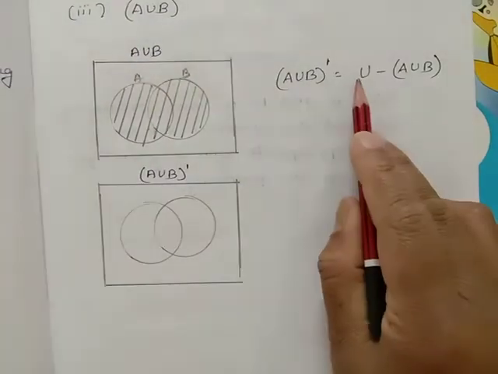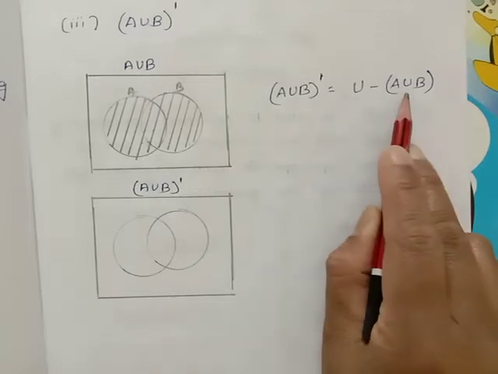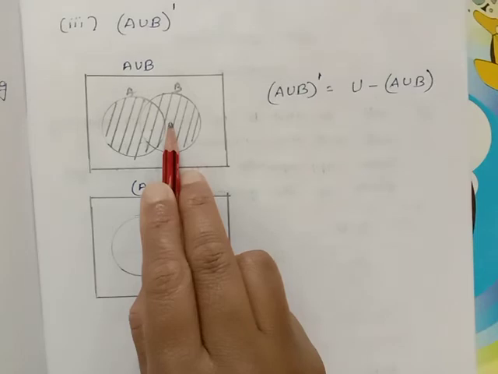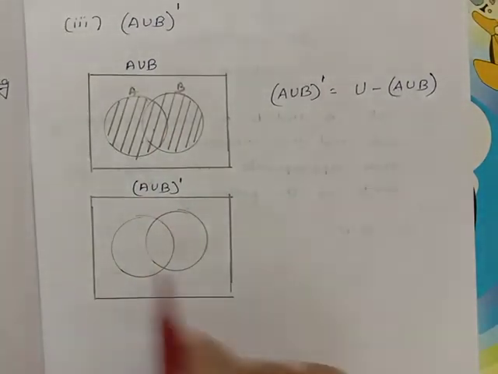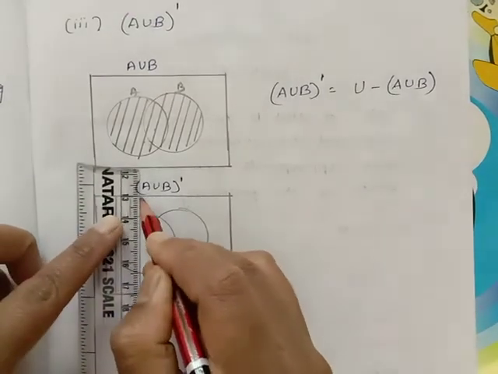So what is meant by universal minus A union B? We want the universe. We don't want A union B. What is A union B? This is it, we don't want this portion. So you omit this portion and cover the remaining portion. The remaining portions we are going to cover.